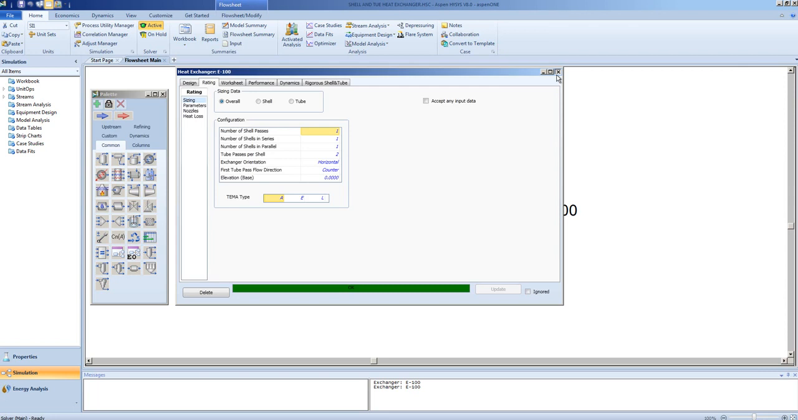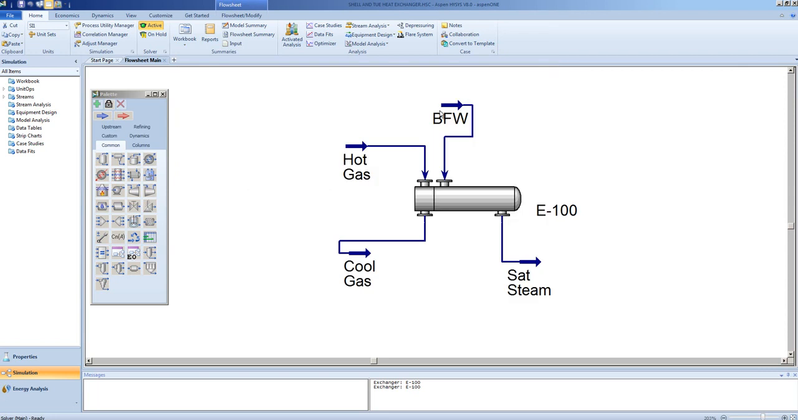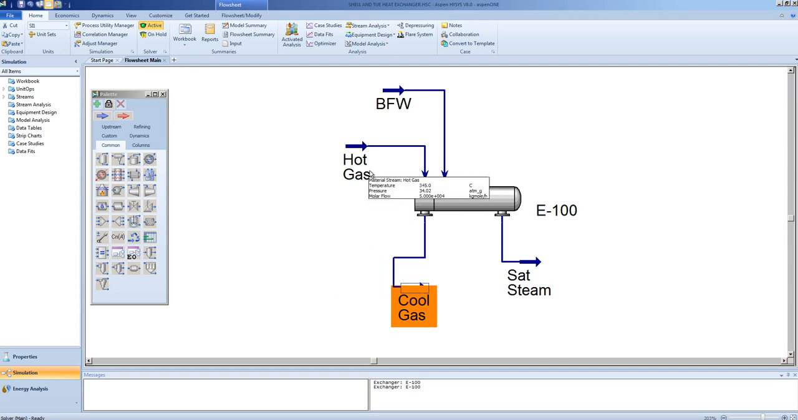Now, a rigorous model is a much better model than a simple endpoint model. The reason for this is that it is sensitive to changes in input flows.